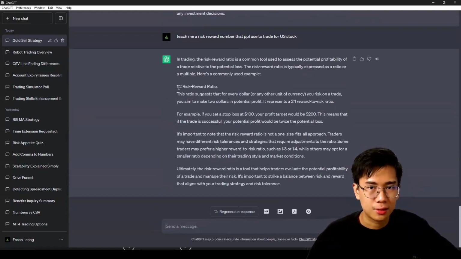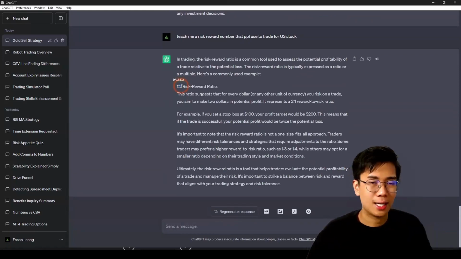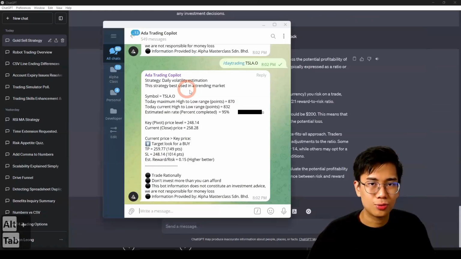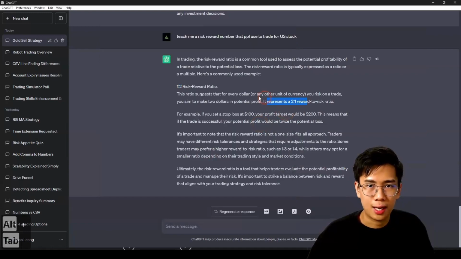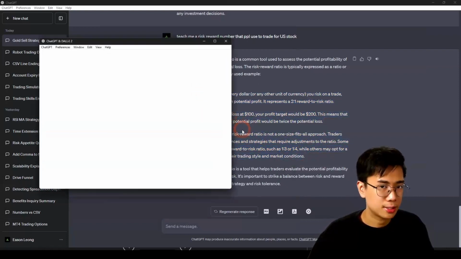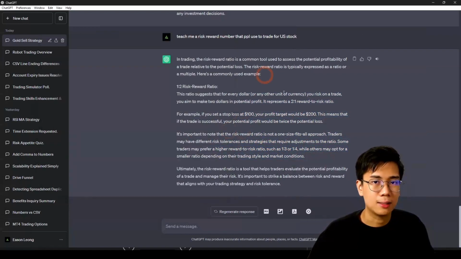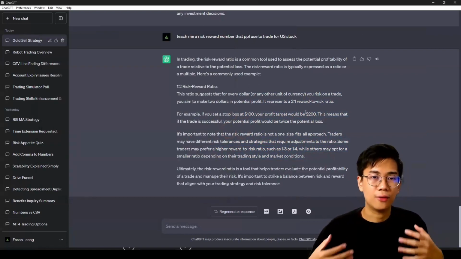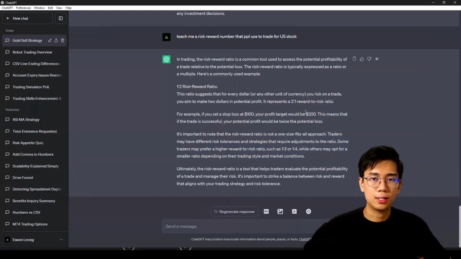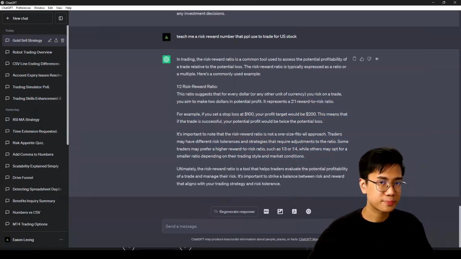Right, you can see this 2 means that this number needs to be 2 and the higher the better. Okay, reward is 2, risk is 1. And the higher the better, like 3, 4, that is the standard number for US stocks. So this is what you can play around with, and as long as you need any guidance or advice, this is where it can help you to analyze.